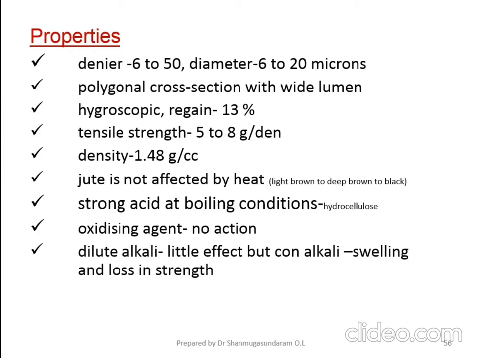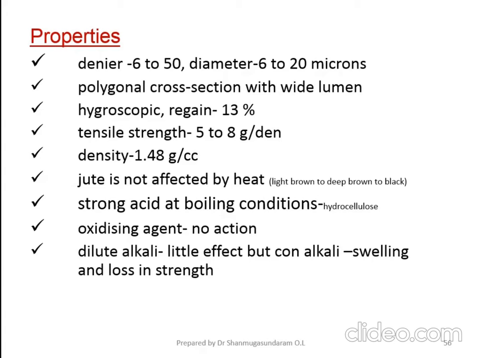Then if you look at the density of flax fiber, the density is 1.48. It is similar to your cellulose. Normally the density of all the cellulosic fibers, not only cotton, but jute, flax, hemp, ramie, all these fibers have a density between 1.48 and 1.52. Almost all the cellulosic fibers fall within this range. Now, the flax fiber is not affected by heat.